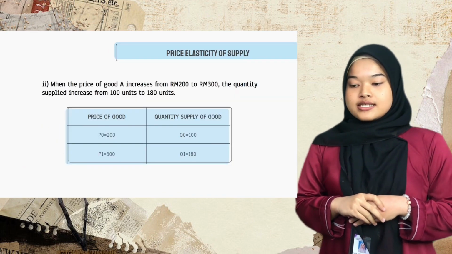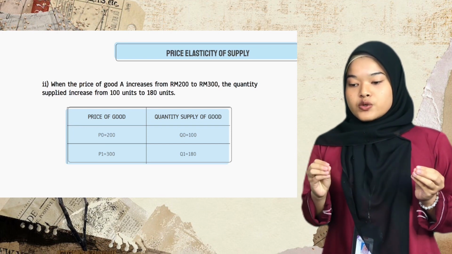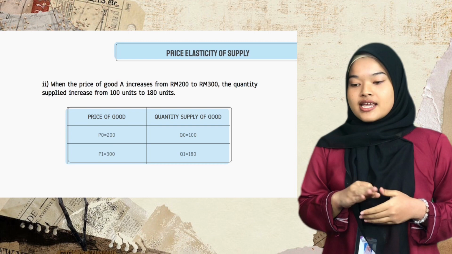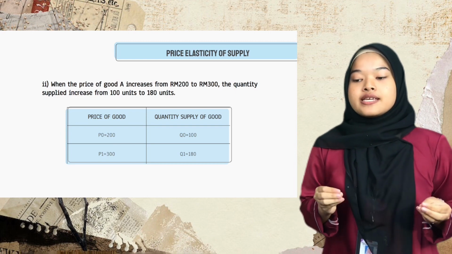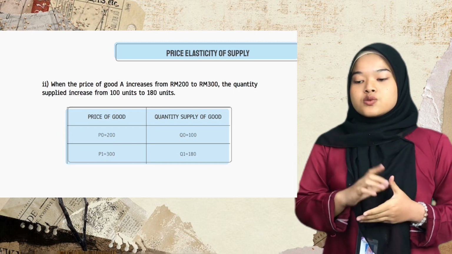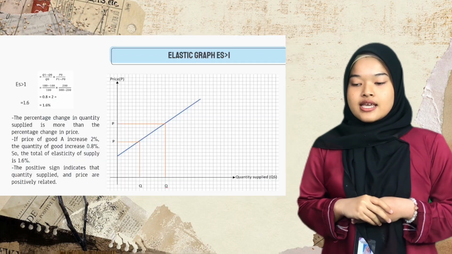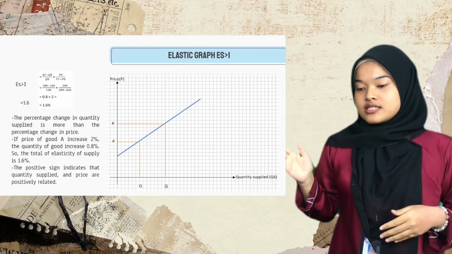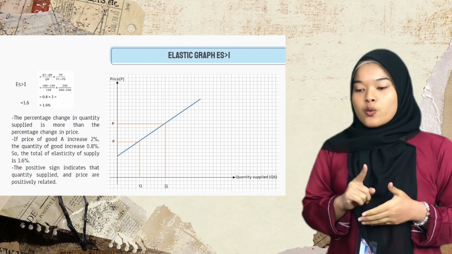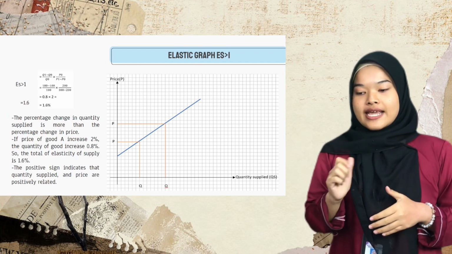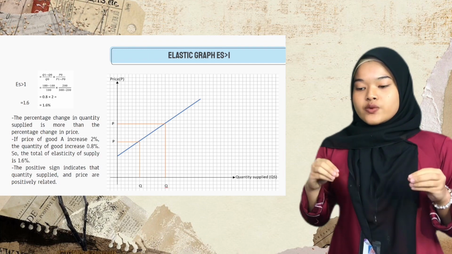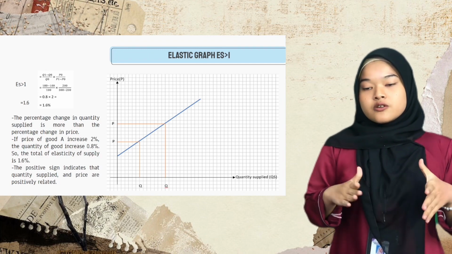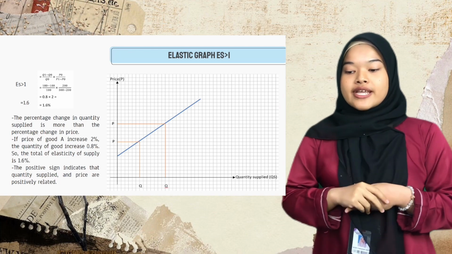The last one is the price of good A increased from 200 to 300 and the quantity of supply increased from 100 to 118. After calculation, the total elasticity of supply is 1.6, and it will be an elastic graph because the elasticity of supply is more than 1.